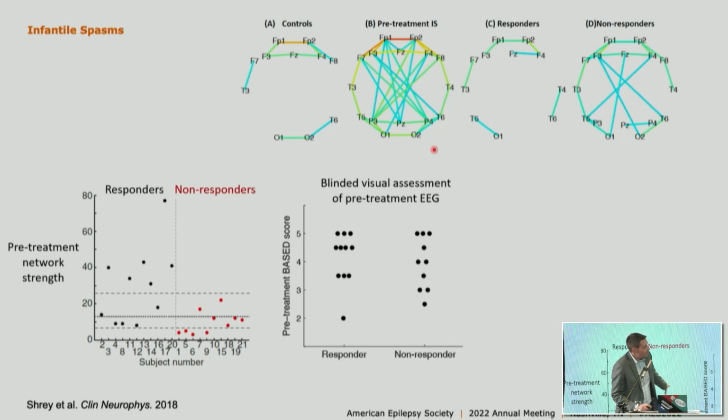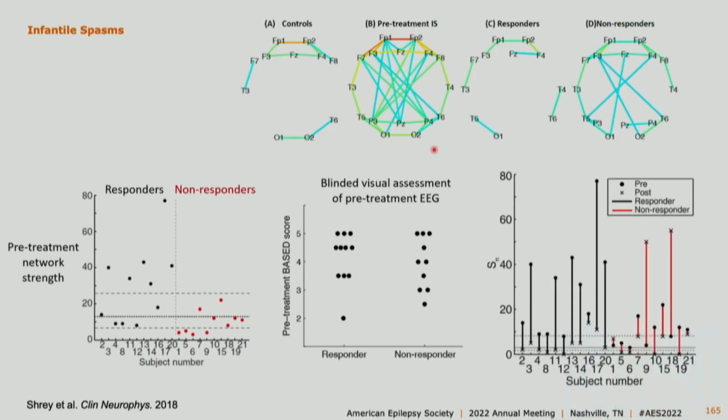The red dots are non-responders, and what we found was when we looked at which way their networks moved following response, 3 of those kids actually got stronger networks after responding. Everyone else of these 21 subjects, their network strength went down after being treated with ACTH or vigabatrin.